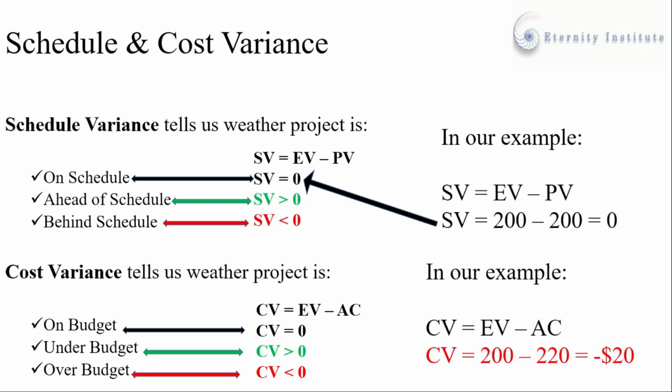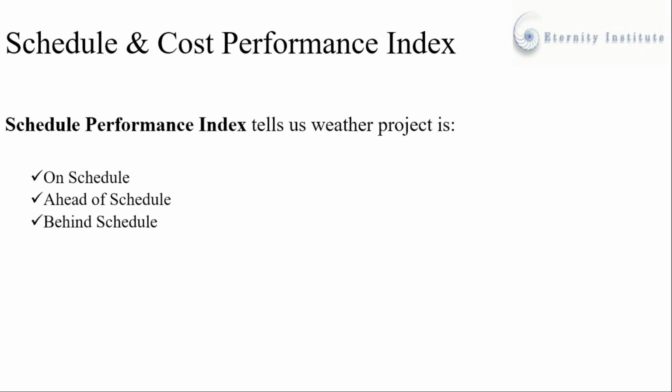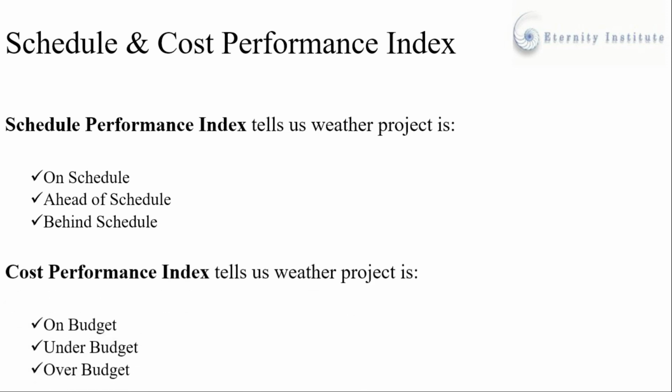In our project, our earned value was $200 and our actual cost was $220. If we calculate the difference, it will be minus $20, which is less than 0, which means that we are going over budget. In addition to schedule variance and cost variance, we also calculate schedule performance index and cost performance index. These are almost similar things, but when we are calculating indices, it gives us answers in terms of percentages instead of variances. So there are two types of indices.